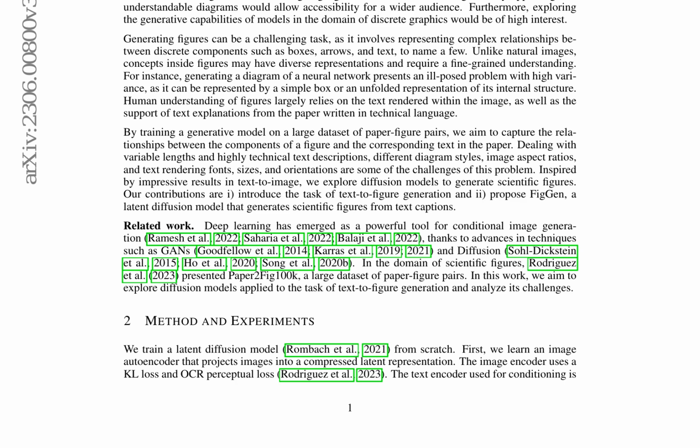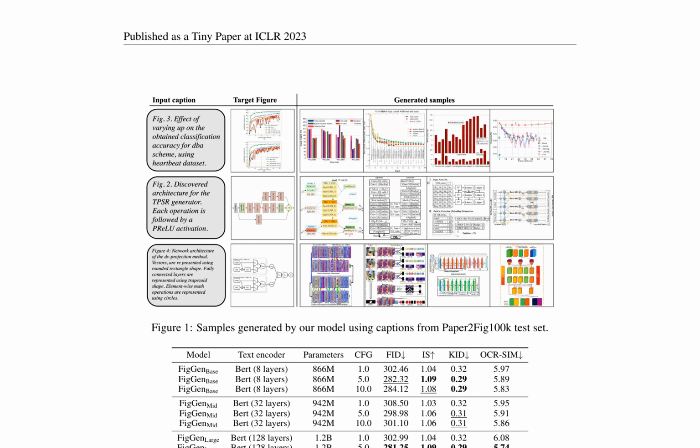from text captions. The method and experiment section describes the training of a latent diffusion model from scratch, comprising an image autoencoder that projects images into a compressed latent representation, and a text encoder used for conditioning. The paper presents FigGen, a latent diffusion model trained on the Paper2Fig100K dataset. The model's performance is evaluated through various experiments, including different text encoders and conditional generation techniques.